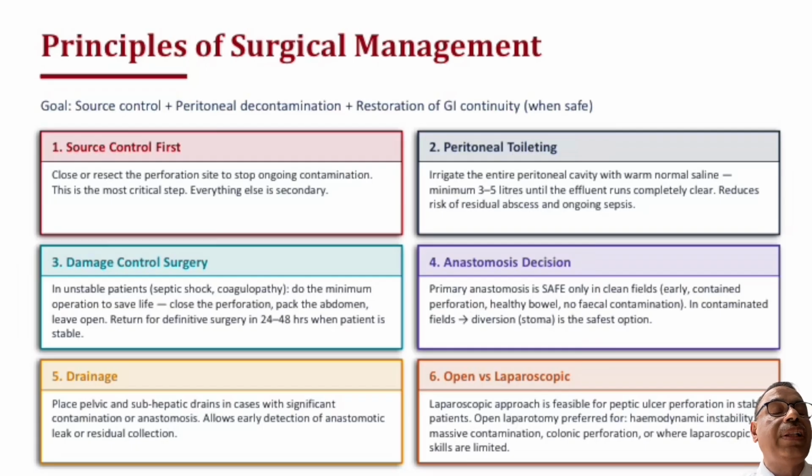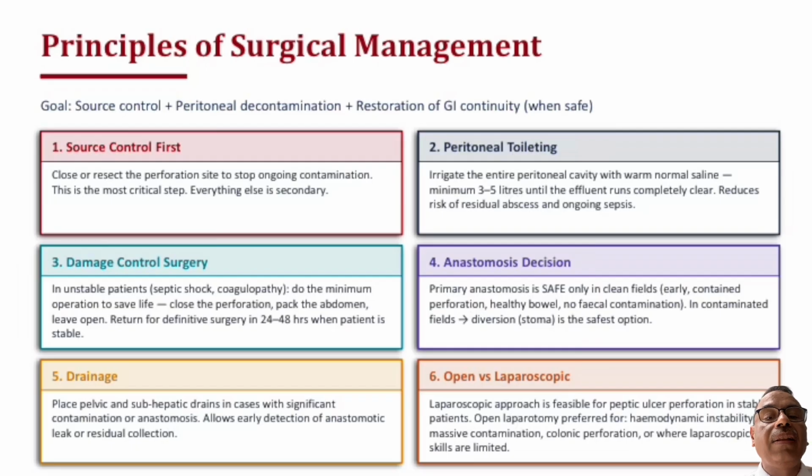In contaminated field where there is obvious fecal peritonitis, or the time has elapsed and you feel that there is a bacterial peritonitis, for example beyond 12 hours or 16 hours, in such cases it is always safer to do a diversion. That means create a stoma rather than doing a primary anastomosis. The risk of doing a primary anastomosis in a contaminated field is that very likely the anastomosis would leak in the post-op phase and this would entail another surgery which could not be well taken by an already unstable patient.